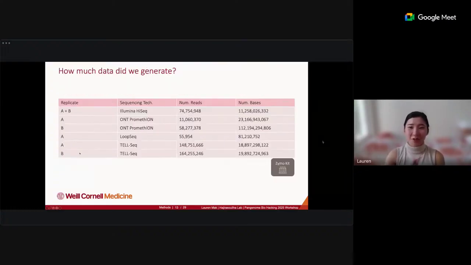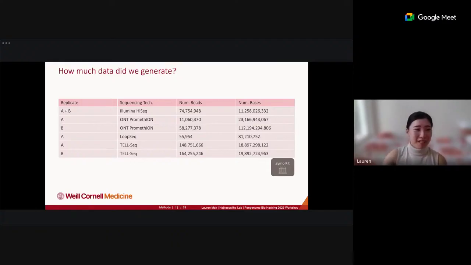And that should hopefully contextualize how much data we've created, because we've managed to create some very, very large Oxford Nanopore PromethION data sets. So spoiler alert, this actually becomes a problem later on. So definitely keep a little asterisk next to that in your head.